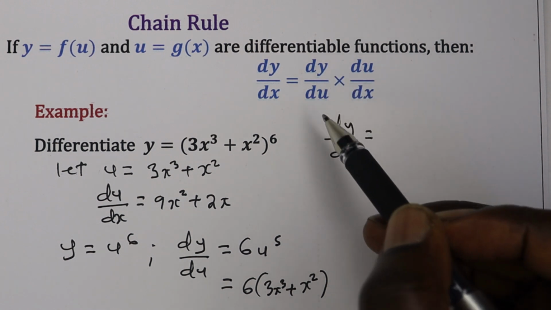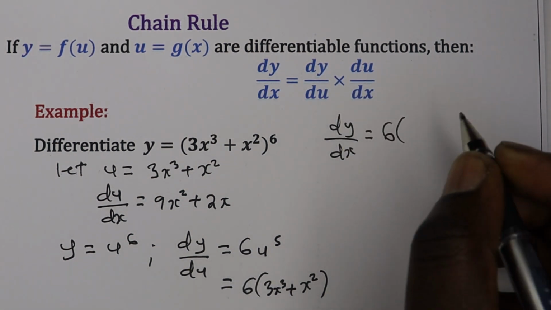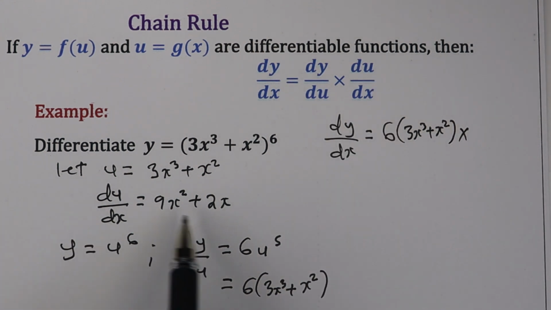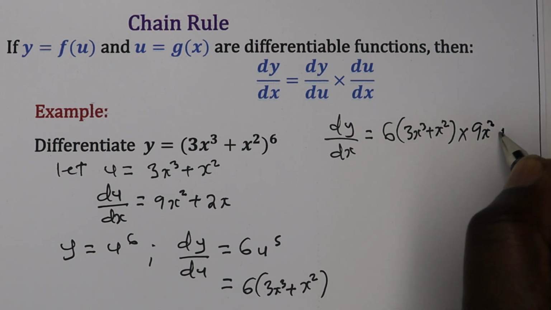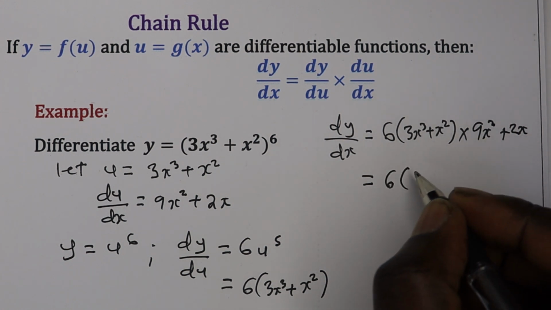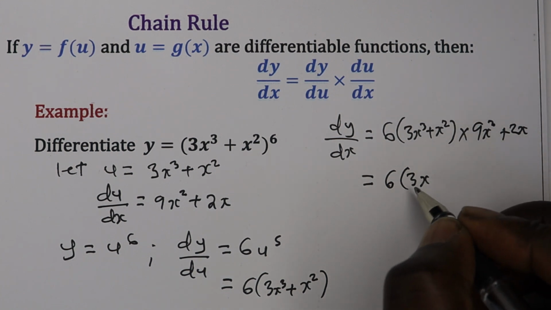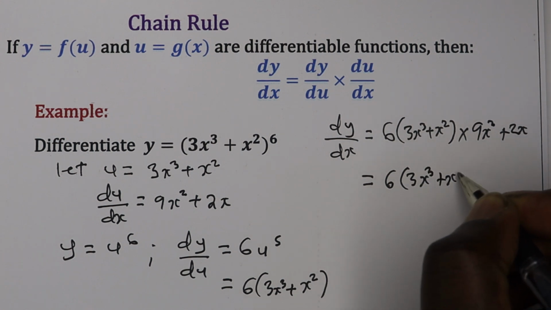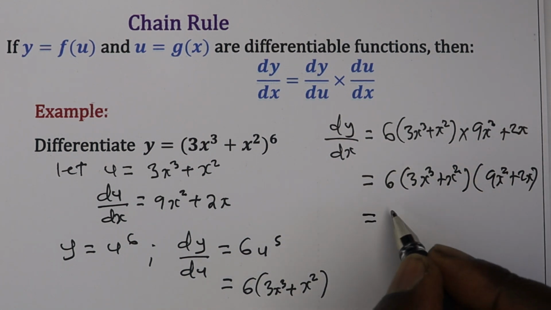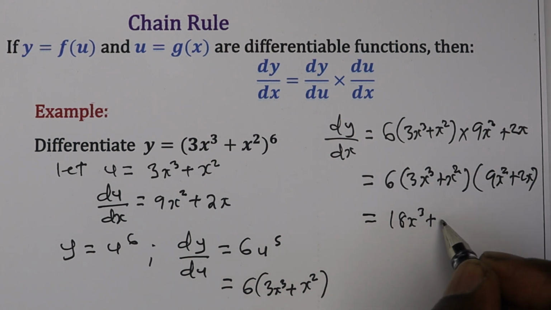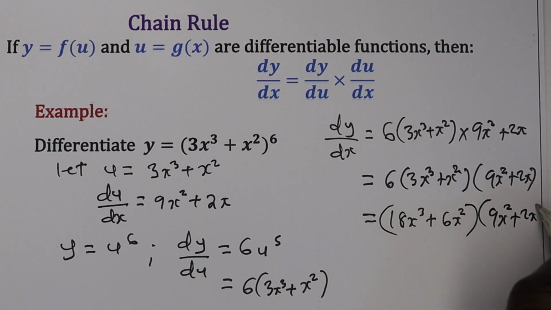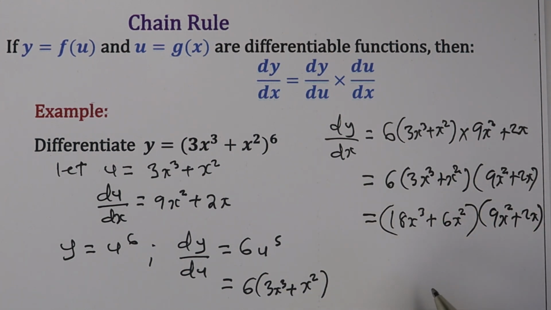So dy dx is just dy du, which we have here as 6 into 3x power 3 plus x squared, times du dx, and our du dx is 9x squared plus 2x. So you could leave it like that, but if it is simplifiable, you can just simplify it. But in this case, that is how we are going to leave it: 6 into 3x cubed plus x squared into 9x squared plus 2x. Or you can multiply by 6 so that you have 18x cubed plus 6x squared into 9x squared plus 2x. So if you like, you can open up the brackets, or you can just leave it like that.